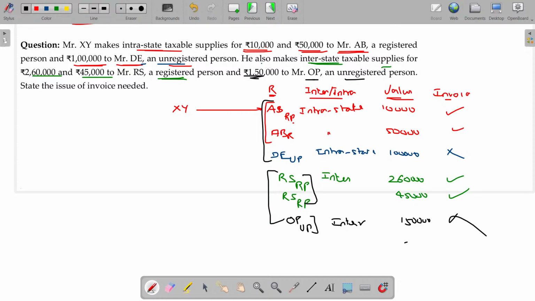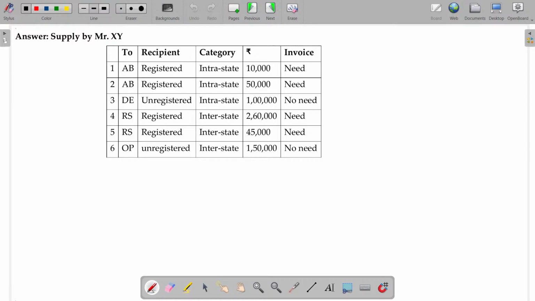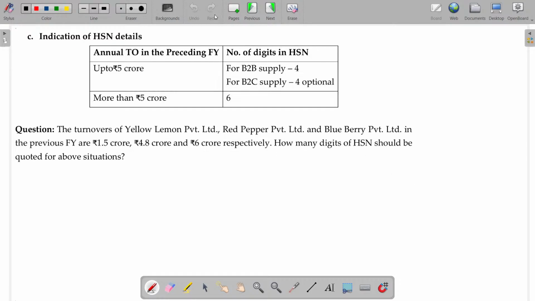Let's move on to the next one. Do I want to indicate the HSN number, sir? Yes. If my annual turnover in the preceding financial year is up to 5 crores, whenever I do B2B supply, I need to fill at least 4 digits of the HSN number. If it is B2C, not required, but you can show it optionally. More than 5 crores, definitely you have to fill the HSN number, at least 6 digits.